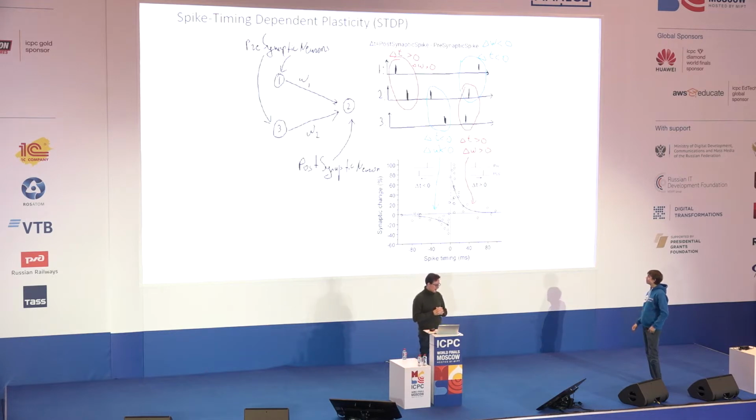What does it mean? If the presynaptic neuron fires earlier than the postsynaptic one, then we should increase our weight, make the connection stronger between these neurons. And if the postsynaptic neuron fires earlier than the presynaptic one, then we should make the weights weaker. For example, I drew a simple example here. You can see a simple neural network with only 3 neurons. The second neuron is a postsynaptic one. The first and third neurons are presynaptic ones.